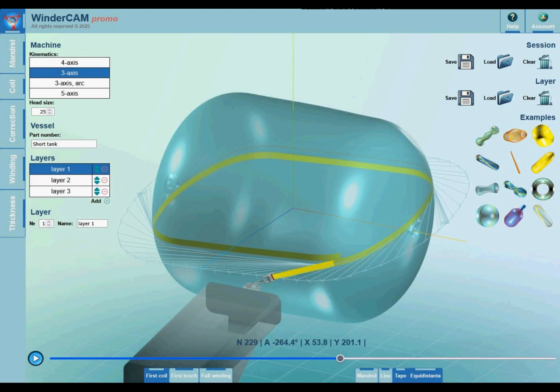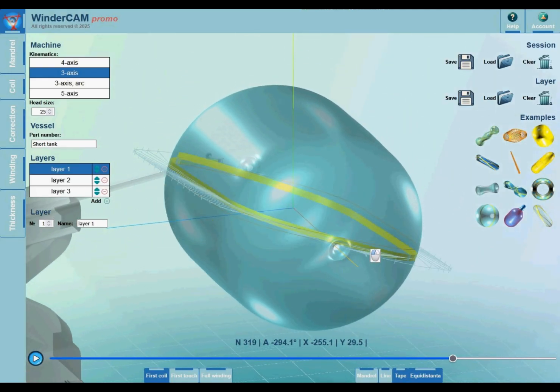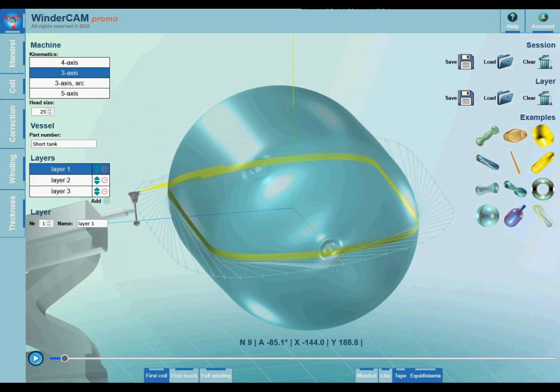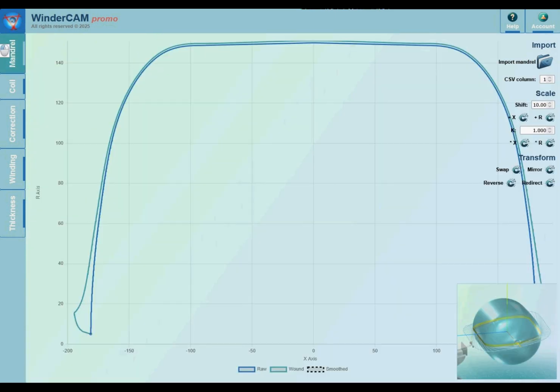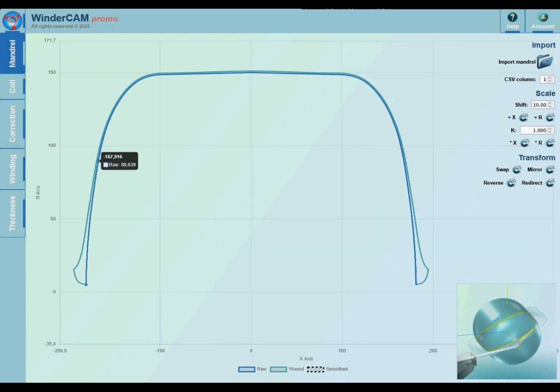Step 1. Defining the mandrel geometry. We import the contour, the vessel's generatrix. We specify the polar opening radius, total length, and maximum diameter. WinderCAM uses this data to build a 3D model of the mandrel.